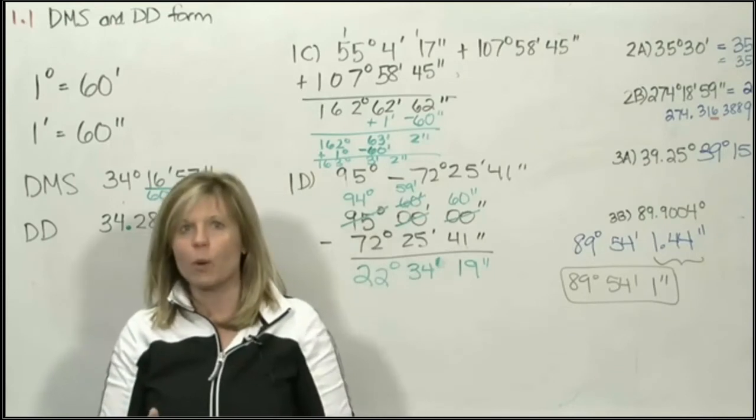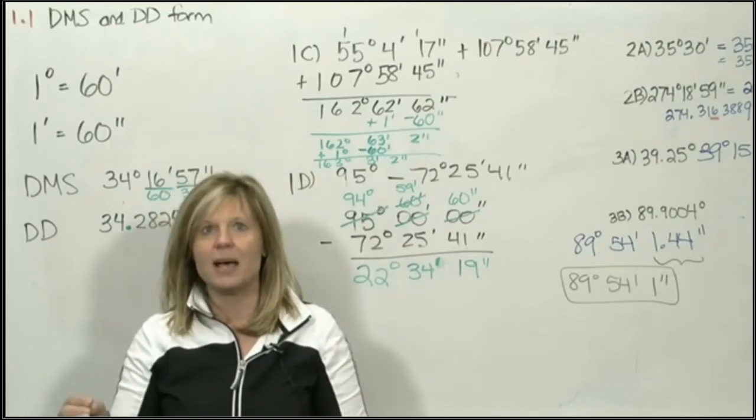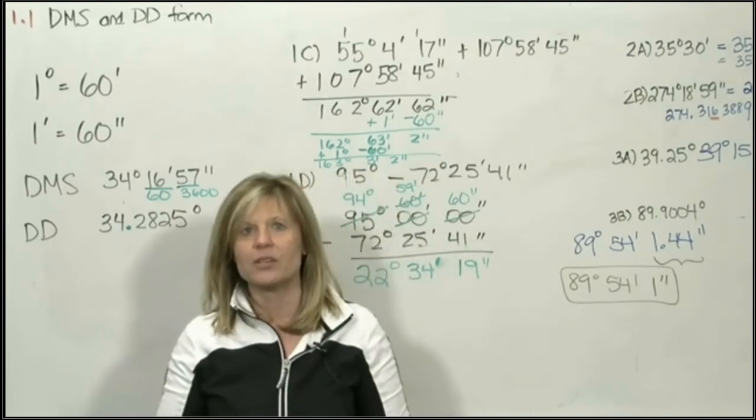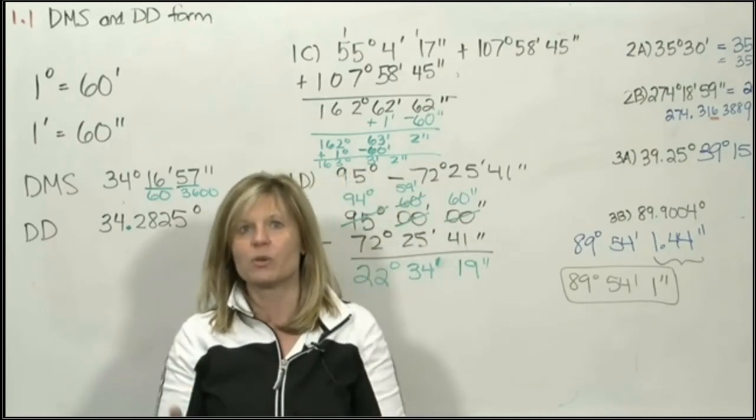We have 2 forms to write our angles in. DMS is degrees, minutes, seconds. DD is decimal degrees. Okay, we're done with this section.